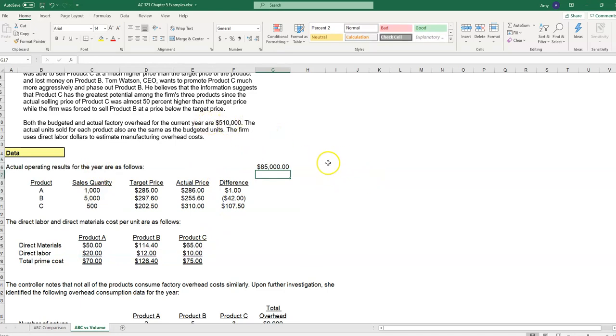So we use a rate of our $510,000 in overhead costs divided by our $85,000 in direct labor costs, or $6 per direct labor cost. Then we're going to allocate our overhead.